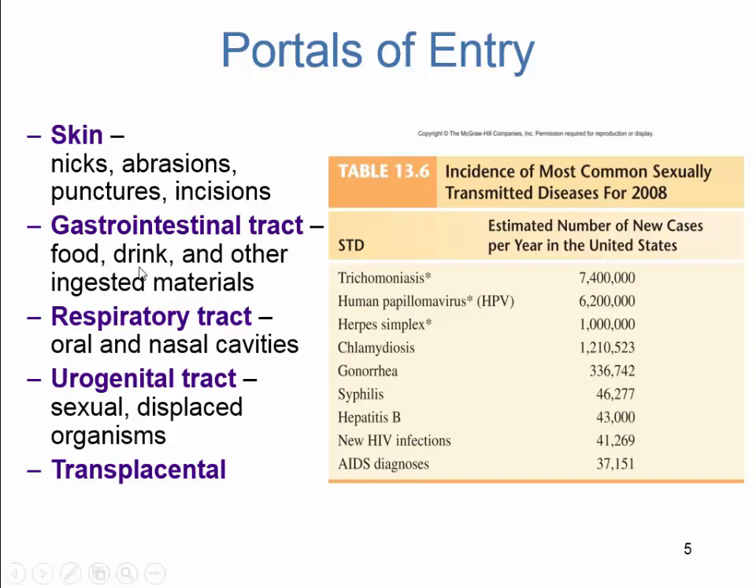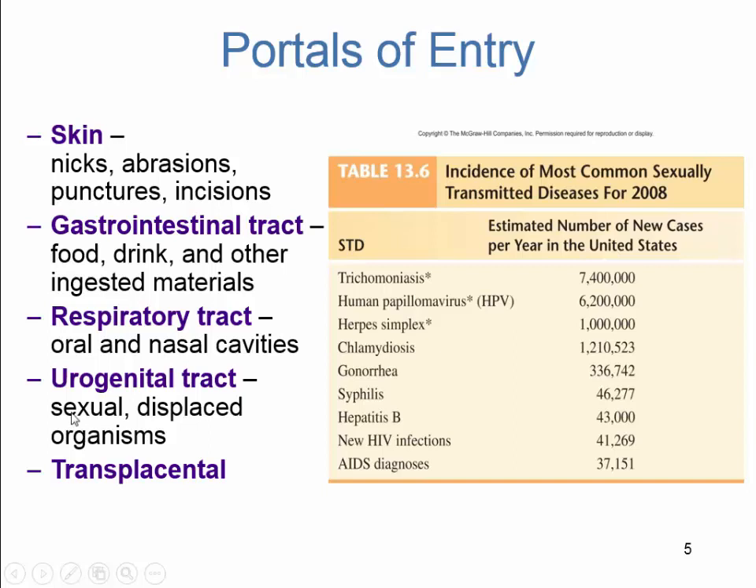We can also have portals of entry through the respiratory tract. We're currently in flu season, but of course, yearly we have issues where there are respiratory infections that pass from person to person. These are transmitted through oral droplets or by direct contact with contaminated sources.